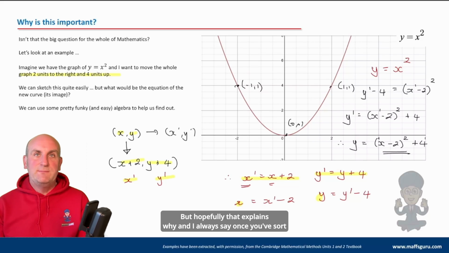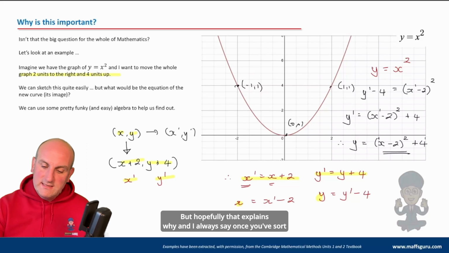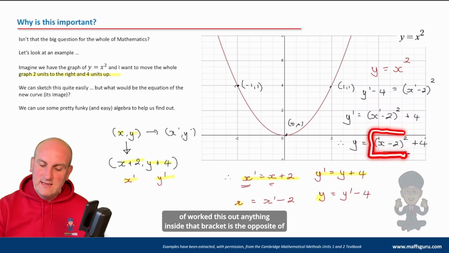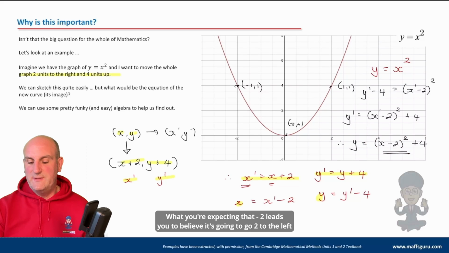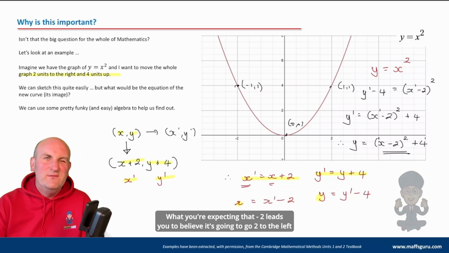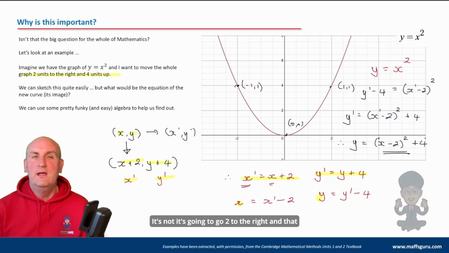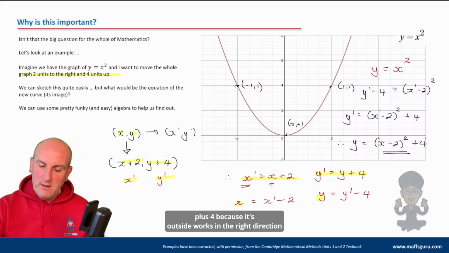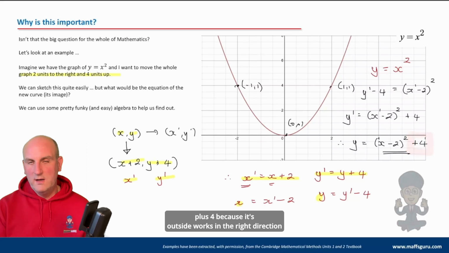But hopefully that explains why. And I always say, once you've sort of worked this out, anything inside that bracket is the opposite of what you're expecting. That minus 2 leads you to believe it's going to go 2 to the left. It's not. It's going to go 2 to the right. And that plus 4, because it's outside, works in the right direction.